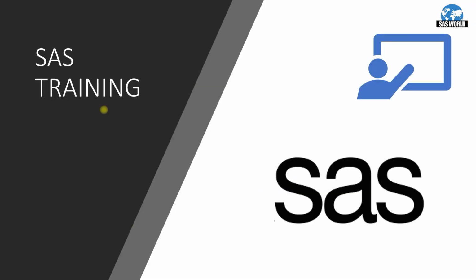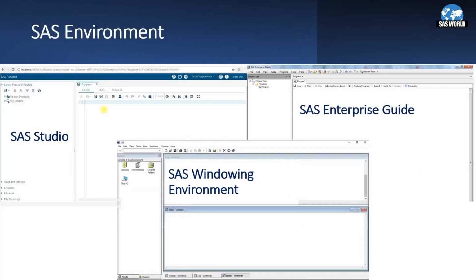So let's start the SAS environment understanding. SAS provides many tools, but basically for SAS programming or coding, we have three tools. One is SAS Studio, second is SAS Windowing Environment, and third is SAS Enterprise Guide. In today's world, most people do their programming in SAS Enterprise Guide.